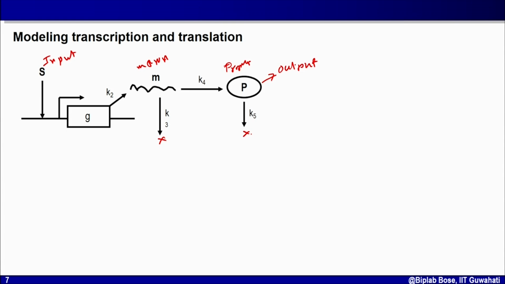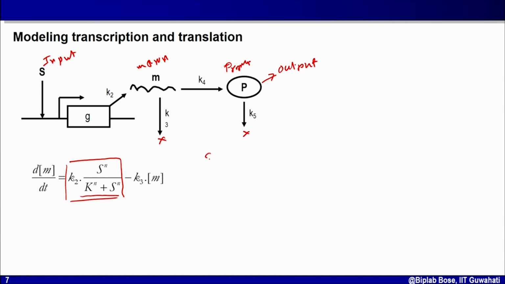And I want to write an ODE for both M and P because I am considering them as separate entities, separate dependent variables. So now I will use the Hill function. So dM/dt, the rate of change in concentration of M, is equal to K2 into the Hill function here, where S is the signal, S to the power n over K to the power n plus S to the power n. Look into this part very carefully.